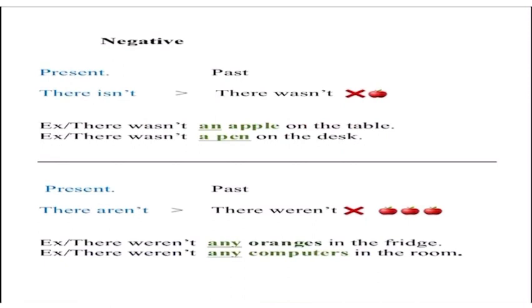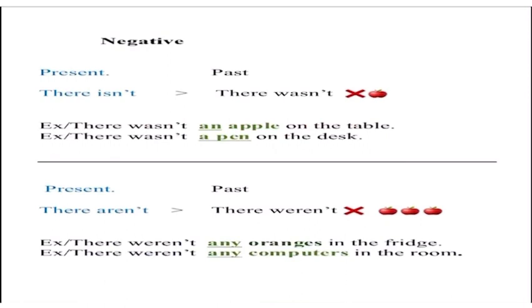There wasn't an apple on the table. There wasn't a pen on the desk. It is the same rule, we only add not to was and were. It becomes wasn't and weren't. There weren't any oranges in the fridge. There weren't any computers in the room.